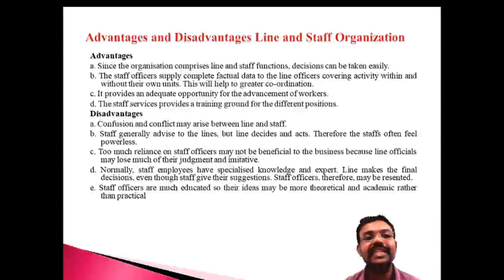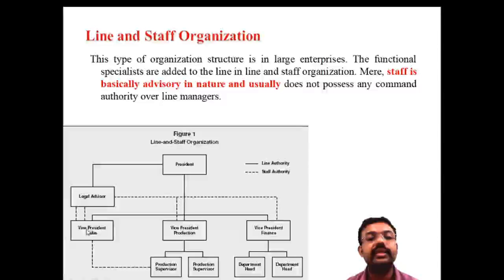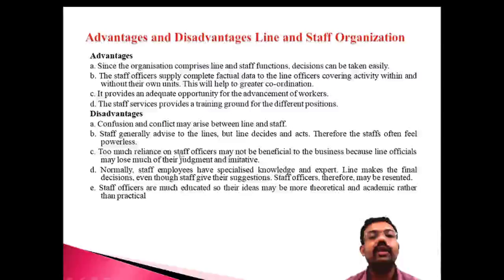And after that, there are a lot of drawbacks. One of the important drawbacks is the chance of confusion and conflict between the line and staff. Sometimes, because there are a lot of staff, there may be conflict between different persons, suppose sales persons, production persons and finance. There is a possibility of conflict. That is one of the important drawbacks.